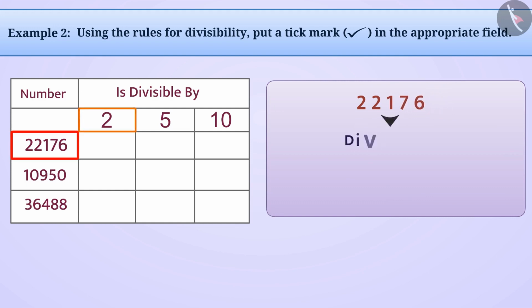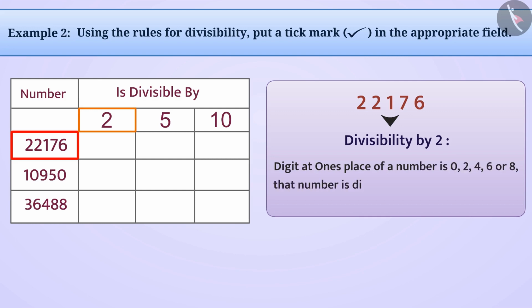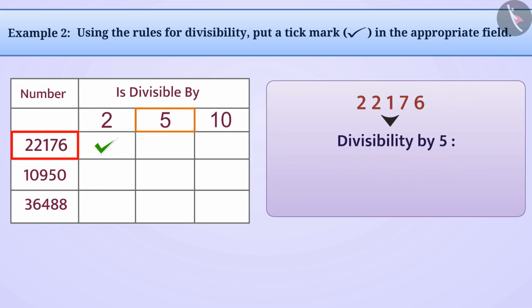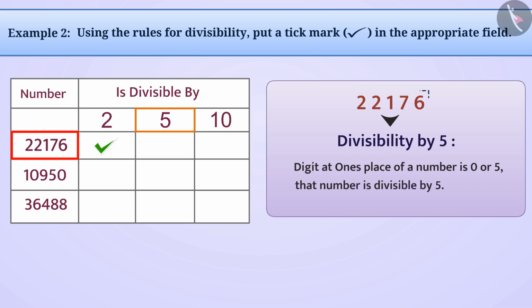22,176. Divisibility by 2. The rule tells us that if the digit at ones place of a number is 0, 2, 4, 6 or 8, then that number is divisible by 2. Since the ones digit of the given number is one of these digits, this number is divisible by 2. Divisibility by 5. The rule tells us that if the digit at ones place of a number is 0 or 5, then that number is divisible by 5. Since the ones digit of this number is neither 0 nor 5, this number is not divisible by 5.